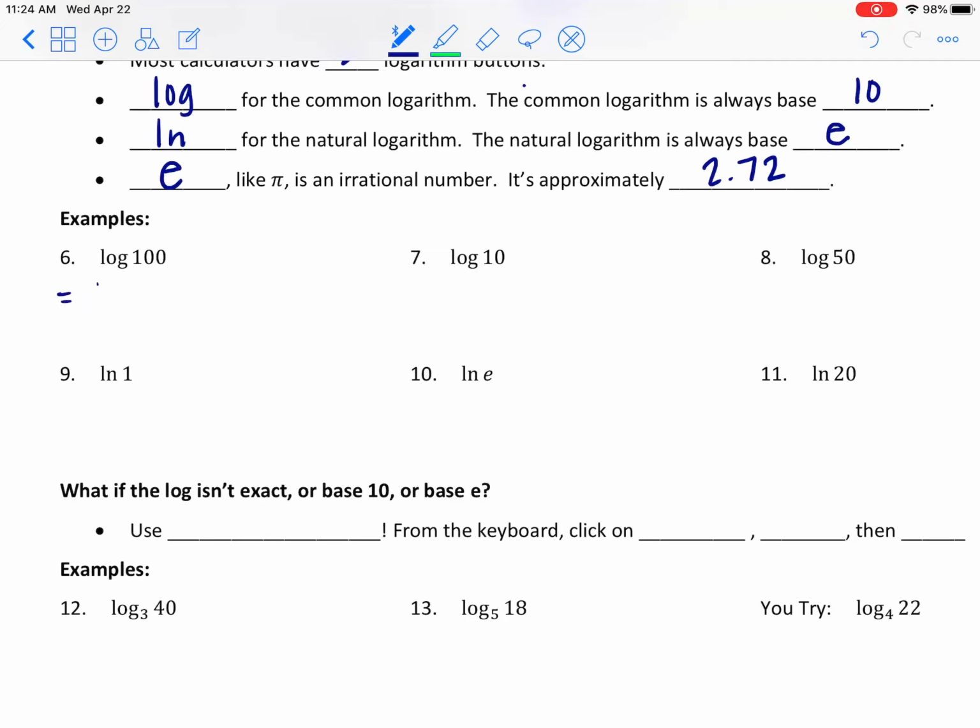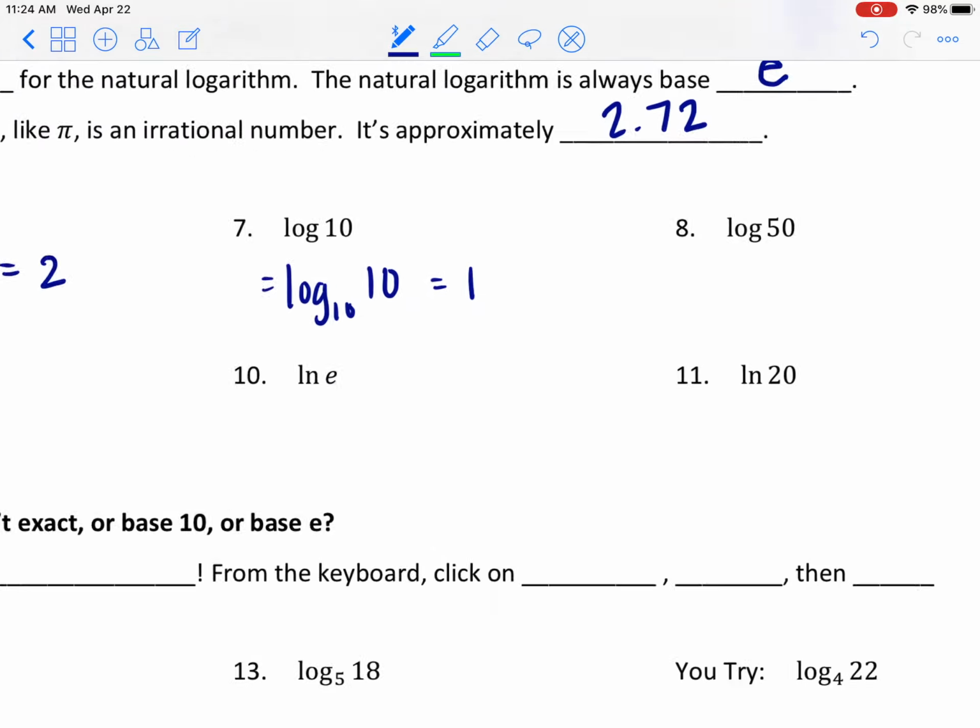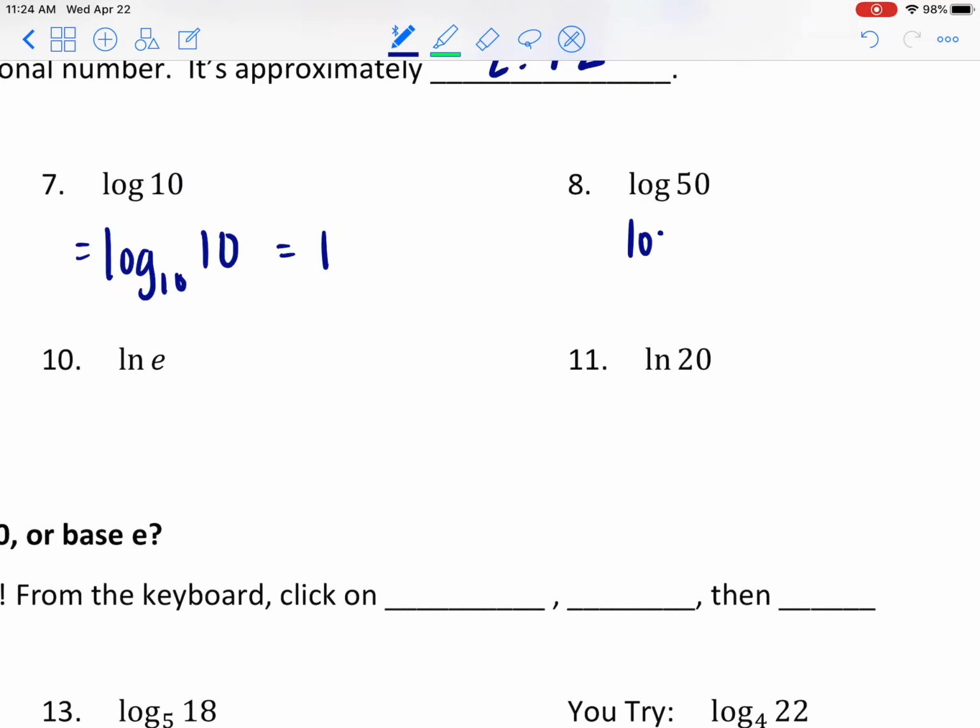So here, a couple of problems with just the common log and the natural log. When you see the log of 100, as I mentioned before, that's base 10. So this is really just the log base 10 of 100. So 10 to what power makes 100? Or what power of 10 makes 100? That's 2. 10 squared makes 100. Or how about here? This is really the log base 10 of 10. 10 to what power makes 10? Well, 10 to the first power makes 10, so that's equal to 1.